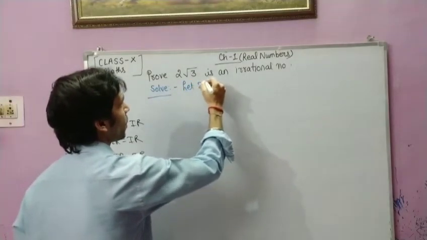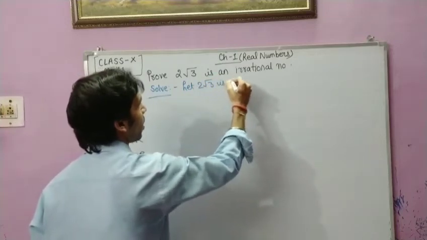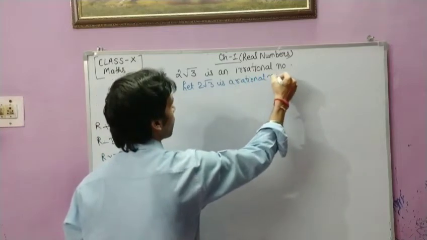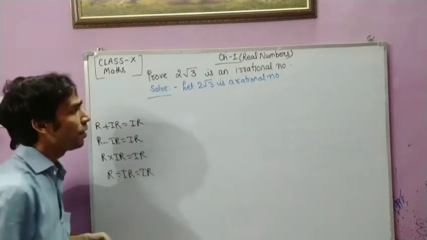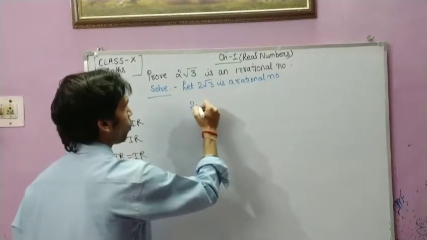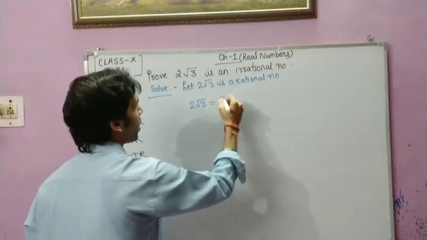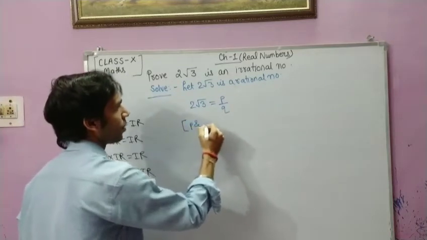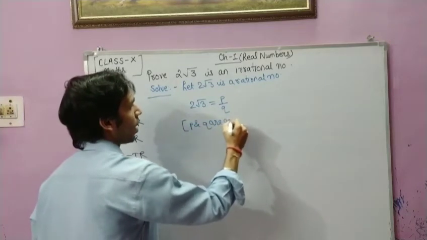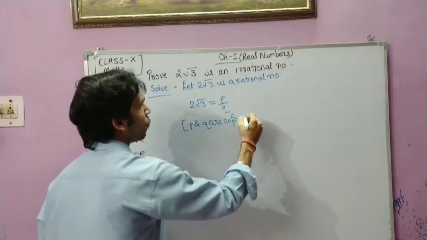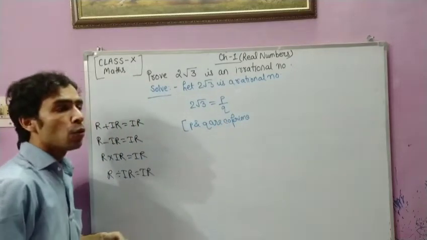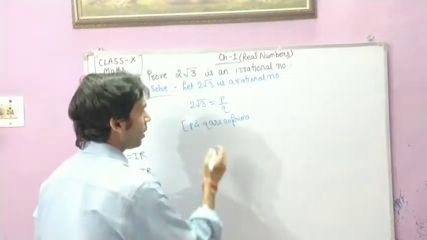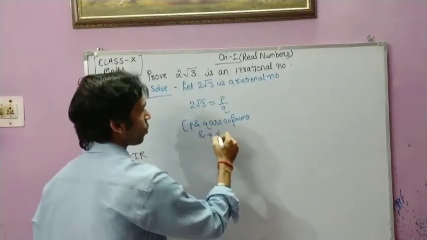Let 2 plus root 3 be a rational number. If it is a rational number, students, we can say 2 plus root 3 can be written as p upon q, where p and q are co-primes. I told you what co-prime is. Co-primes are those numbers whose HCF is 1, meaning their common factor is only 1. So p and q are co-prime and q is not equal to 0.